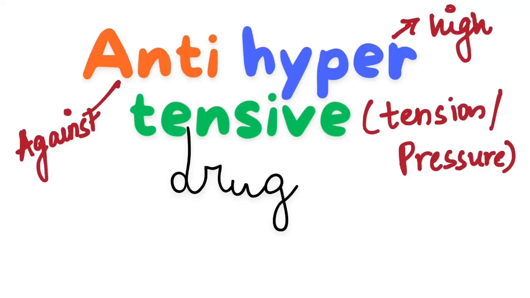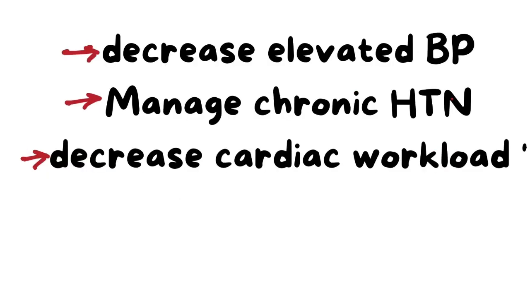Hello everyone, in today's video we talk about antihypertensive drugs. Anti means against, hyper means high, tensive means tension or pressure. So these are the drugs which work against high blood pressure or high blood tension. The overview of these drugs is: they decrease the elevated BP, they manage chronic hypertension, and they decrease cardiac workload. Therefore, they will maintain your blood pressure.